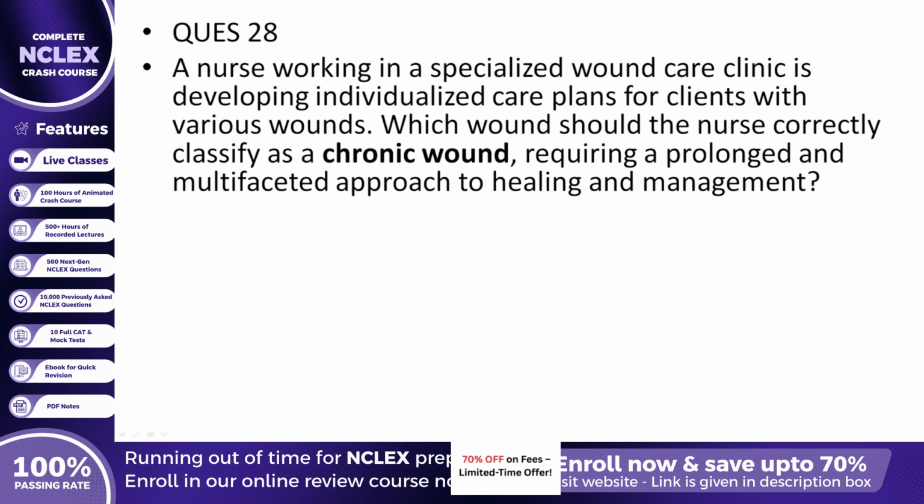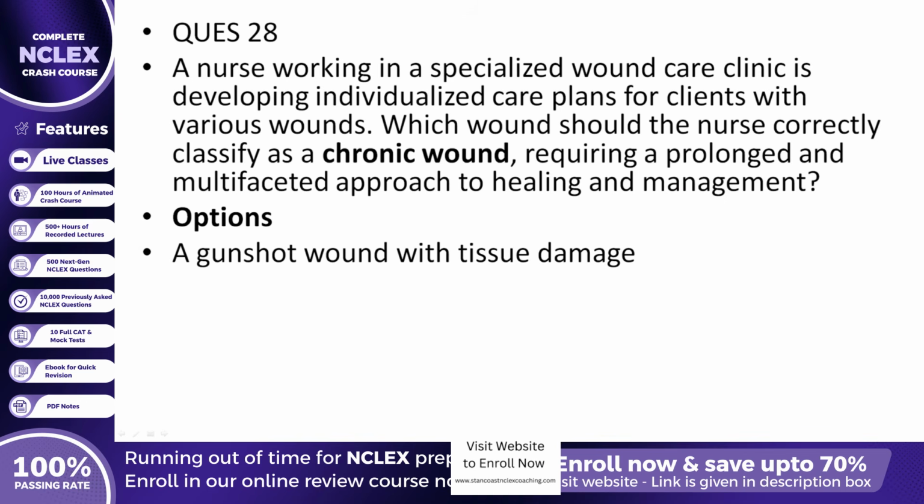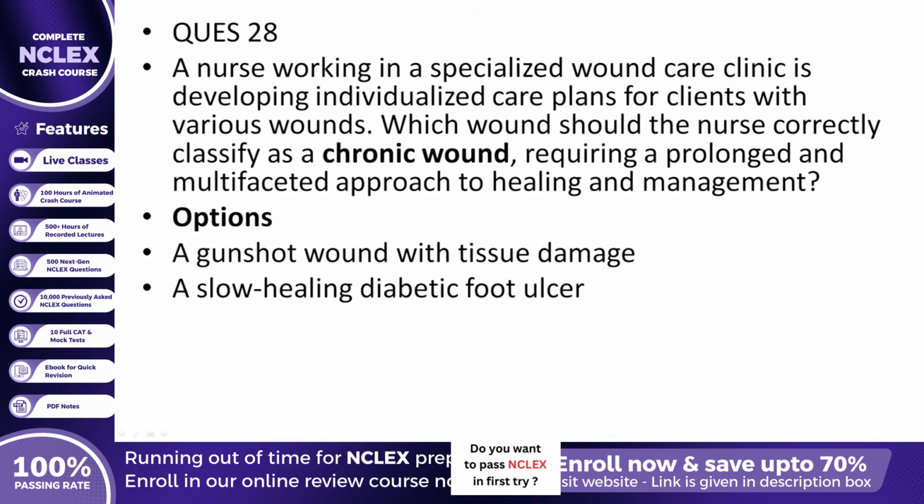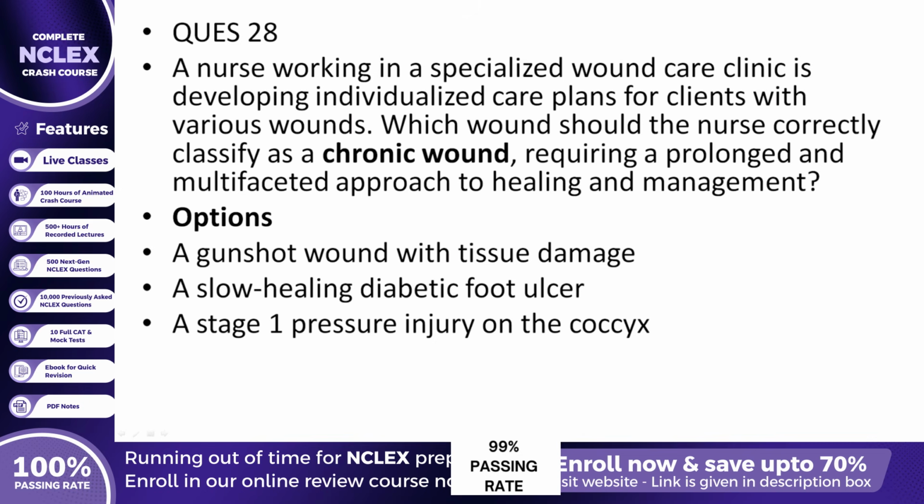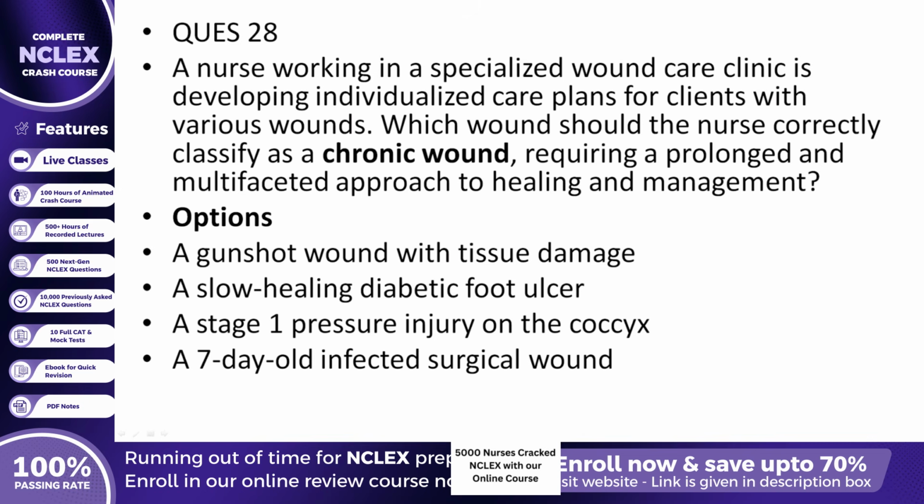The first option is a gunshot wound with tissue damage. The second option is a slow-healing diabetic foot ulcer. The third option is a stage 1 pressure injury on the coccyx. And the fourth option is a 7-day-old infected surgical wound. The correct answer here is option 2, a slow-healing diabetic foot ulcer. This wound is the hallmark example of a chronic wound.